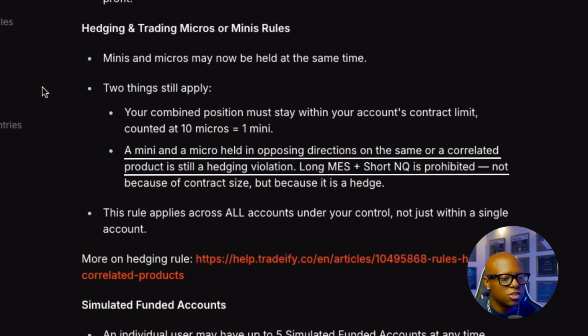For the simulated funded account, an individual user may have up to 5 funded accounts at any time. A household is also restricted to 5 simulated funded accounts at any time.